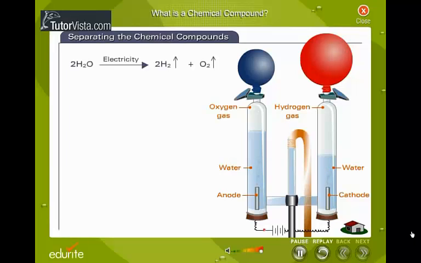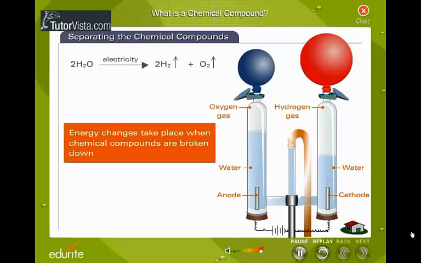Thus, when water is electrolyzed, oxygen gas is formed at the anode, while hydrogen gas is formed at the cathode. Energy changes take place when chemical compounds are broken down.